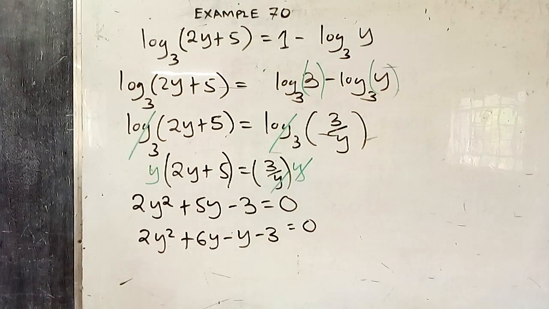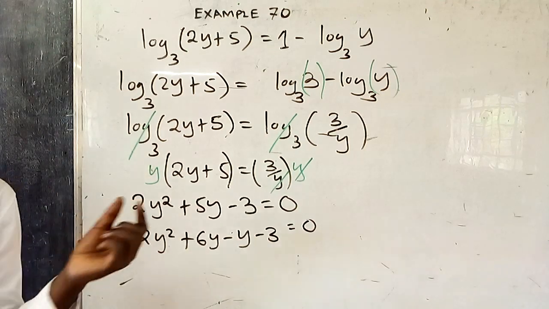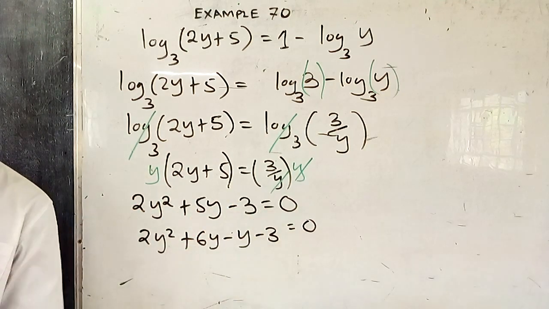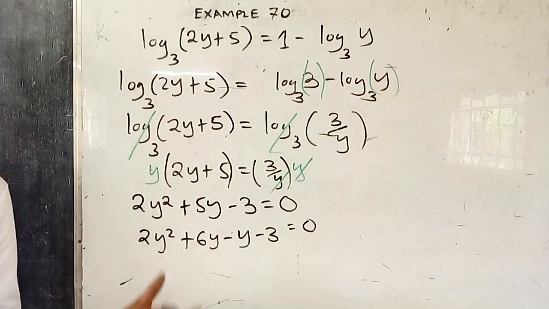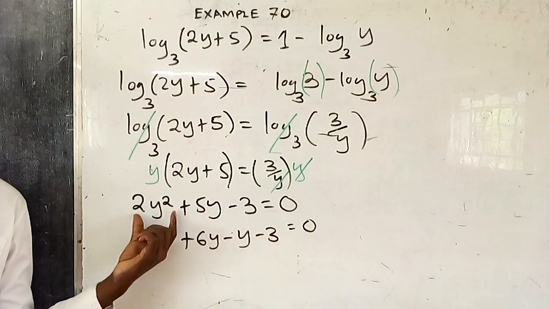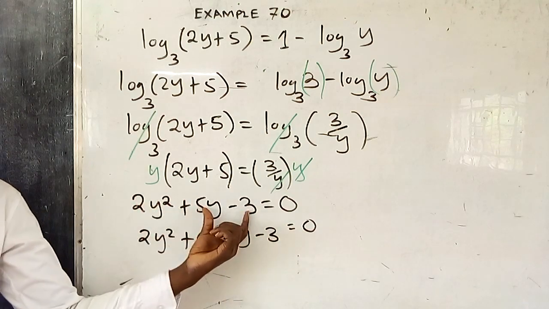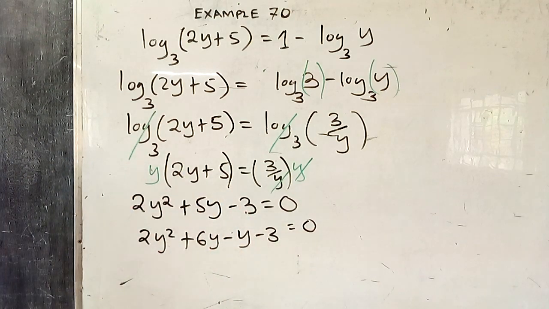It is not a must to use factorization. If you are comfortable with the quadratic formula, you use the quadratic formula. Actually, the quadratic formula is the easiest method. But here I'm used to doing factorization when I see it, isn't it? But the quadratic formula is the best. Are we together? The quadratic formula is the best.